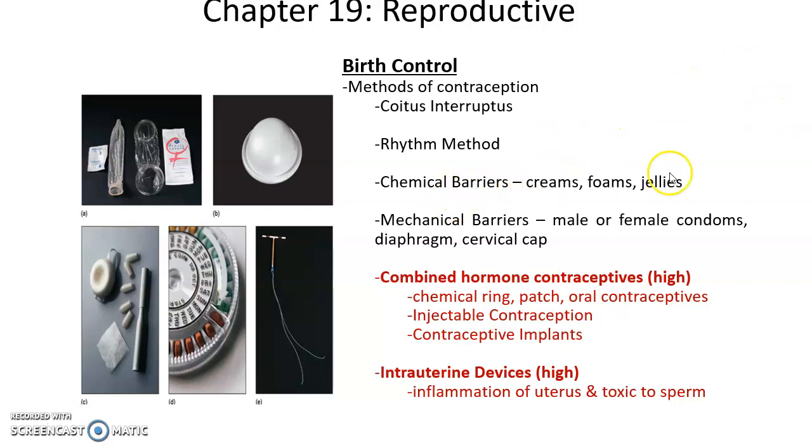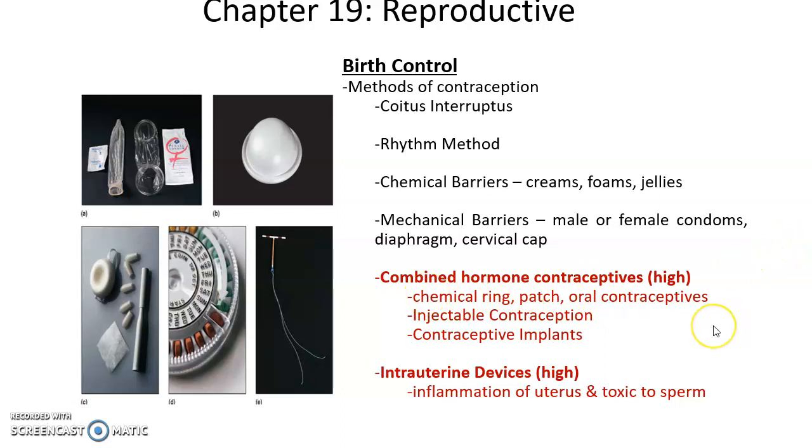Chemical barriers, usually spermicides, poisons against the sperm, creams, foams, jellies, by themselves are not very effective. However, in combination with mechanical barriers, such as the male or female condoms, diaphragm, and the cervical cap, they are able to function much better. Mechanical barriers are pretty effective, 90% or so effective, as long as they're used properly. There's a cervical cap, and a diaphragm.